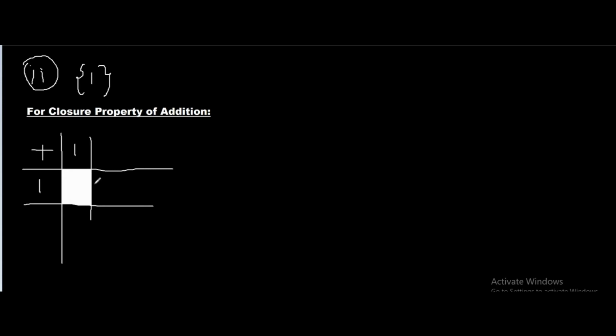So let's write the result. The upward input is 1, while on the left side the input is also 1. Both inputs are 1 and 1. So you will write 1 plus 1 here. And what is this? Actually, this is 2. It is equal to 2.